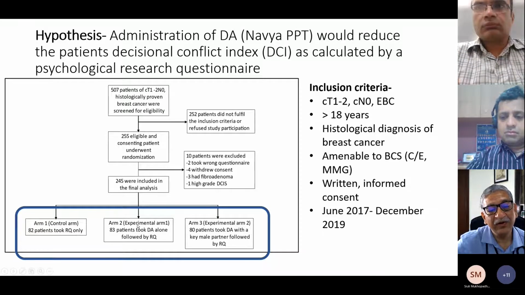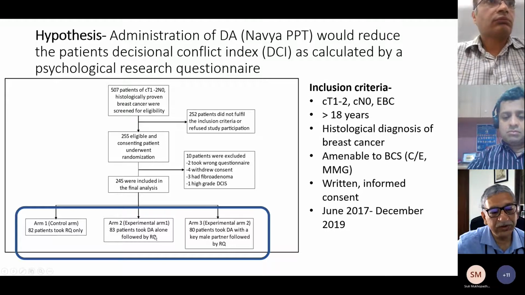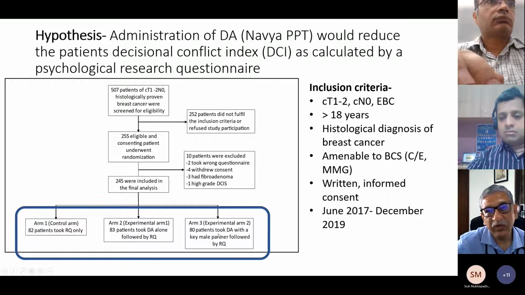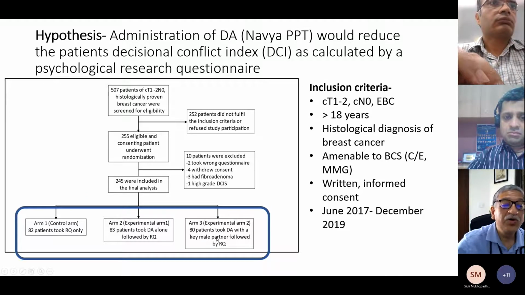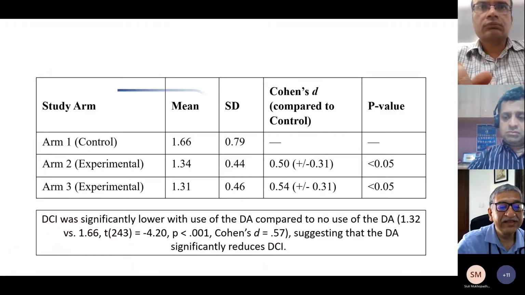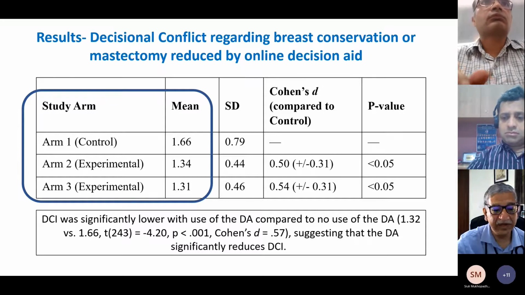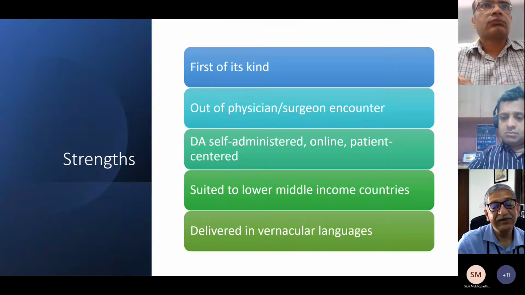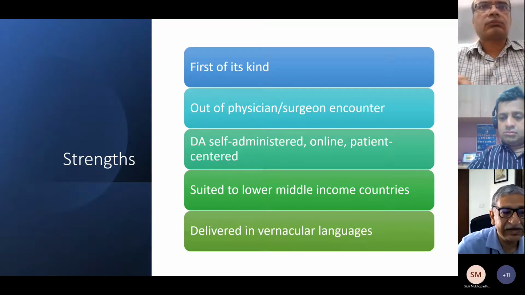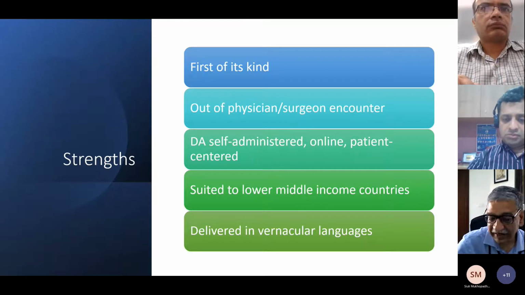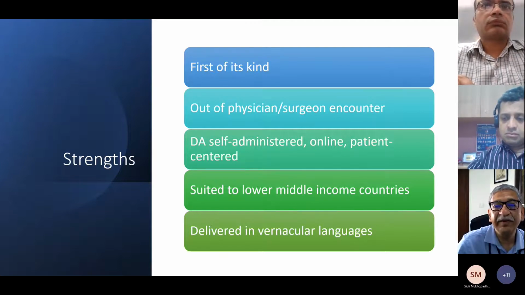In the second group, only the woman was shown the decision aid. And in the third one, it was the woman along with a key male partner who were administered the decision aid. And you can see that the decisional conflict was significantly lower in the groups which were administered the online decision aid, which is called the Navya PPT. This study has been presented at the San Antonio Breast Cancer Symposium as well as ASCO, and is currently under publication. And it is ideally suited to many countries and practices like India. And it can be delivered in vernacular languages and can significantly impact the decision-making ability of our patients.